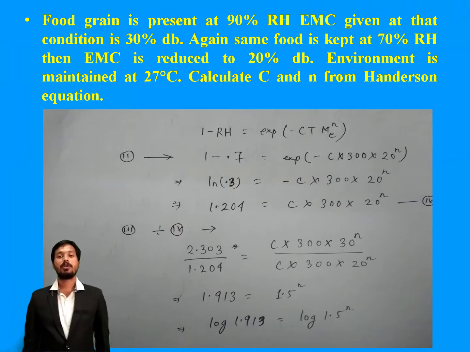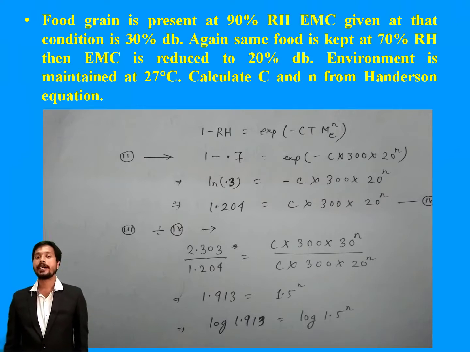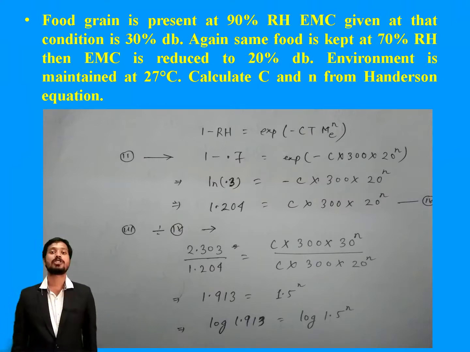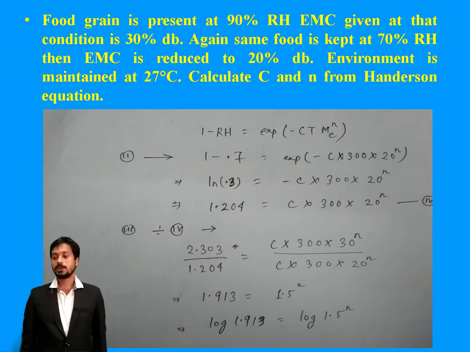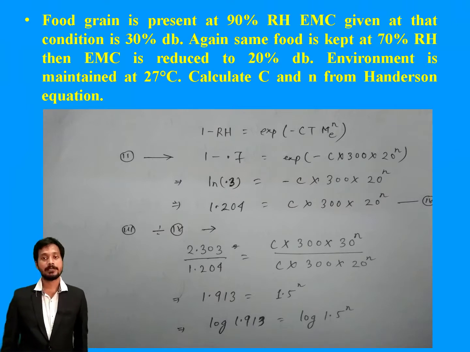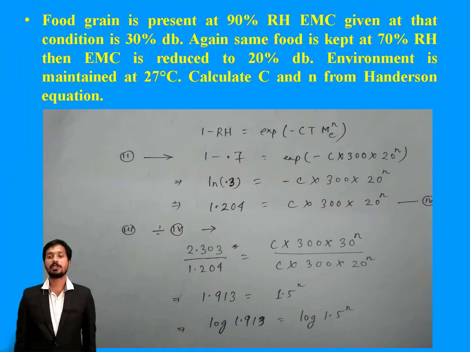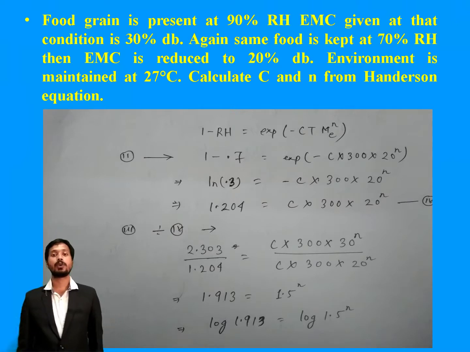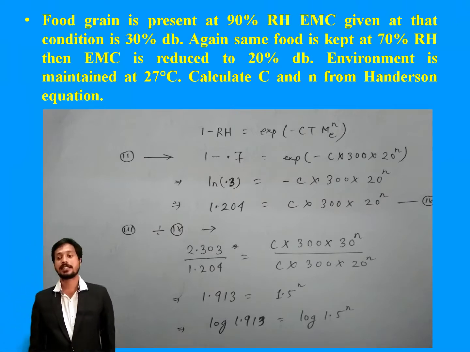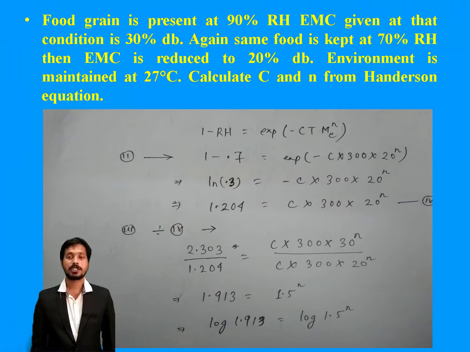Then in the next line, 1 minus 0.7 we can write 0.3, and again take the exponential on the right hand side, which on the left hand side becomes ln. So ln of 0.3 equals minus C into 300 into 20 power n. Again ln of 0.3, the value is minus 1.204, equals minus C into 300 into 20 power n. So on both sides I can cancel the minus. So finally it looks like 1.204 equals C into 300 into 20 power n.